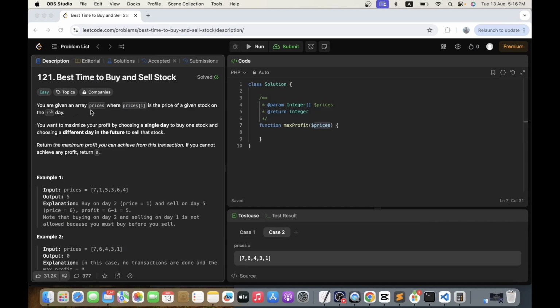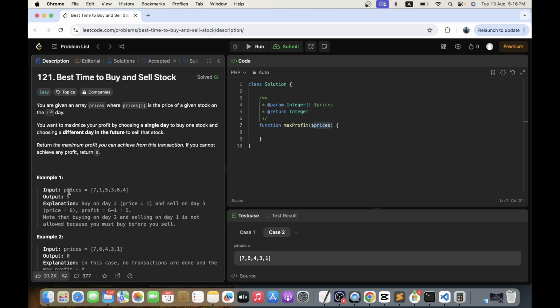You are given an array prices where prices[i] is the price of a given stock on the i-th day. You want to maximize your profit by choosing a single day to buy one stock and choosing a different day in the future to sell that stock. Return the maximum profit you can achieve from this transaction. If you cannot achieve any profit, return 0.